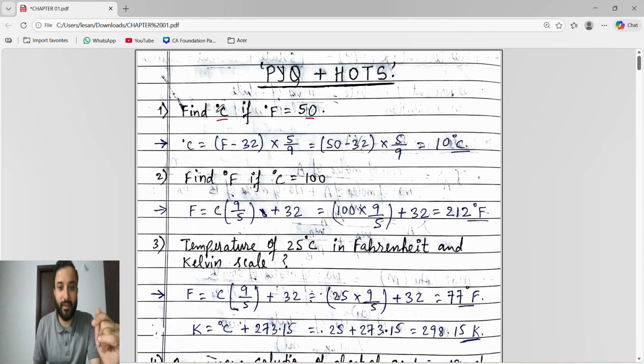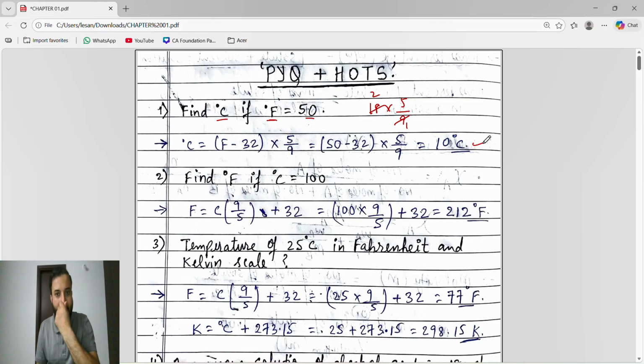So find degree Celsius if degree Fahrenheit is given. What is the relation where we have to find degree Celsius and degree Fahrenheit is given? Yes, this is the relation: degree Celsius is equal to Fahrenheit minus 32, into 5/9. In place of Fahrenheit we'll use the value, that is 50. So 50 minus 32, into 5/9. 50 minus 32 is 18, into 5/9. The 9 goes once into 9 and twice into 18, so 2 times 5 is 10 degrees Celsius.